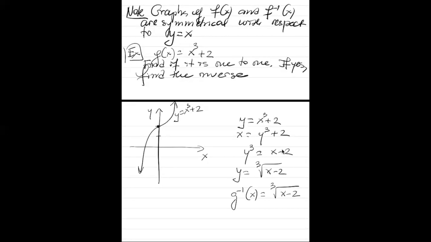And so if we graph this, it's 2 units to the right. And so it looks like this. So this is our inverse. And as you can see, these two graphs are symmetrical with respect to the line y equals x. So this is the line y equals x. We have the symmetry.